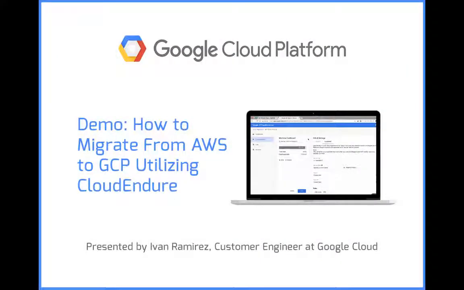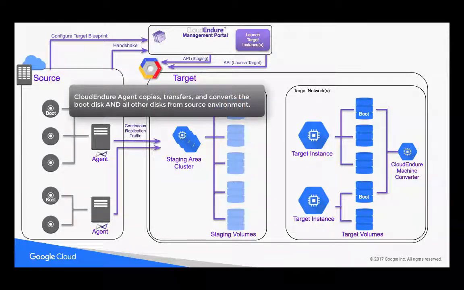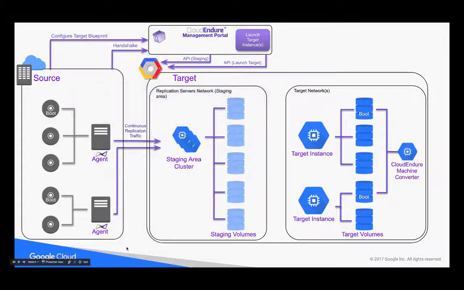I'm a customer engineer here with Google Cloud, and today I'm going to walk you step by step on how to do a migration from an EC2 instance to a Compute Engine instance in GCP. For this, we will be utilizing the CloudEndure agent, which essentially will be installed within an EC2 instance and will automatically copy the entire boot disk, transfer it over to GCP, and turn it into a format that is bootable by our Compute Engine instance.